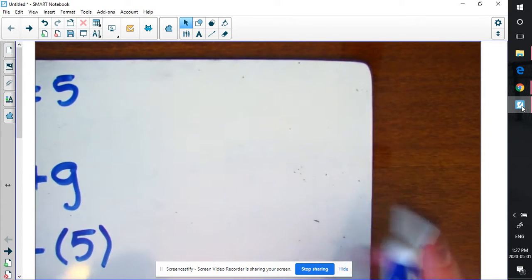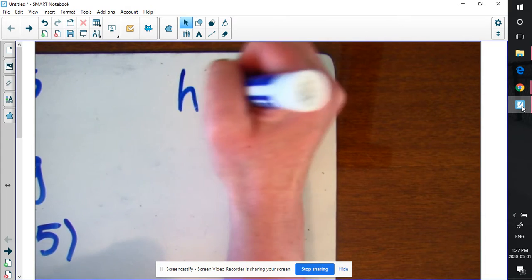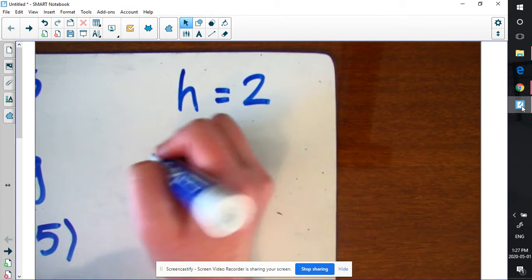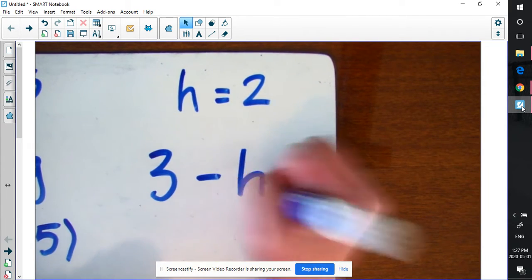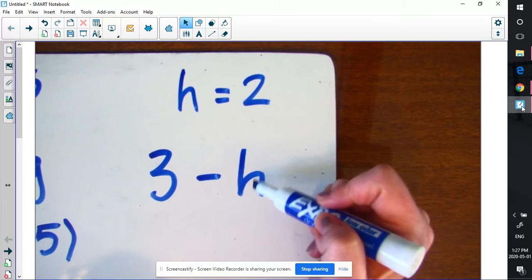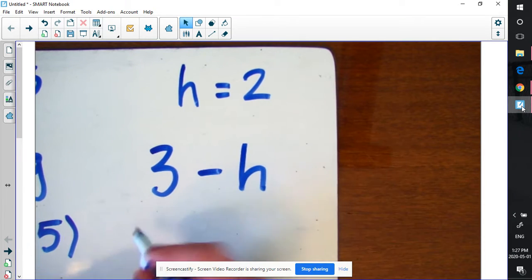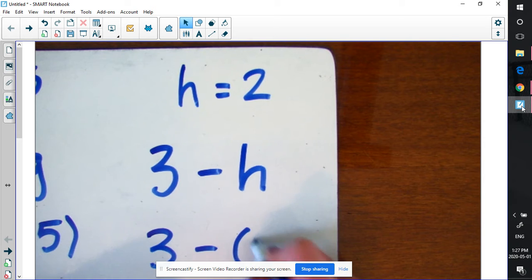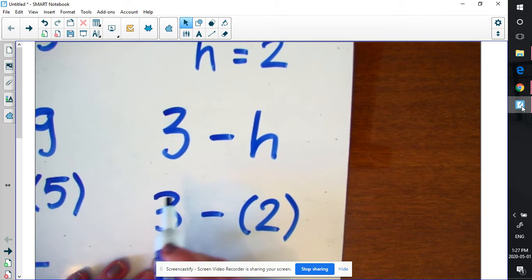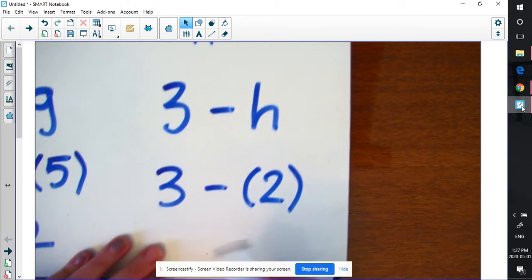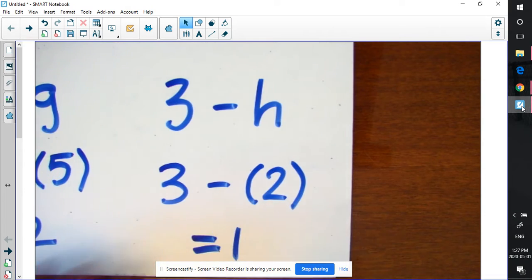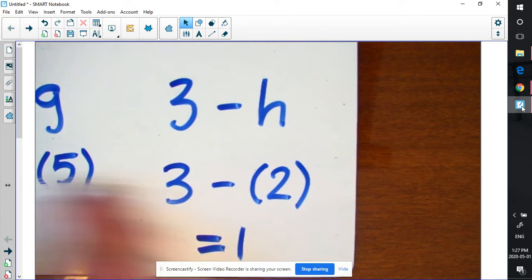The second one, you're given h equals 2, and then you're given 3 subtract h. So once again, I'm going to replace h with 2. But remember, when you're replacing, you have to put it in brackets. So now I have 3 subtract (2), and that gives me an answer of 1. So your answer should have been 1.